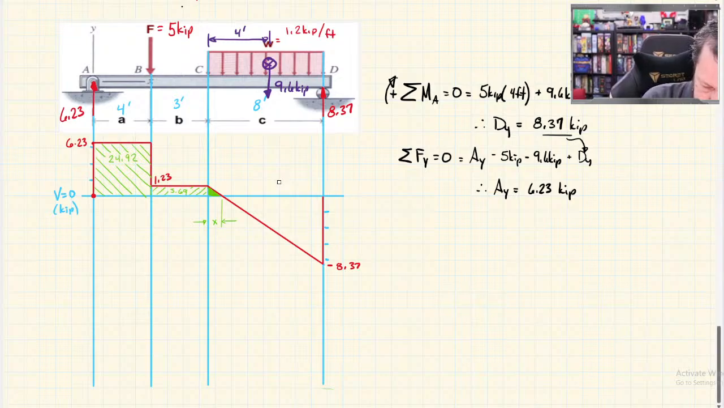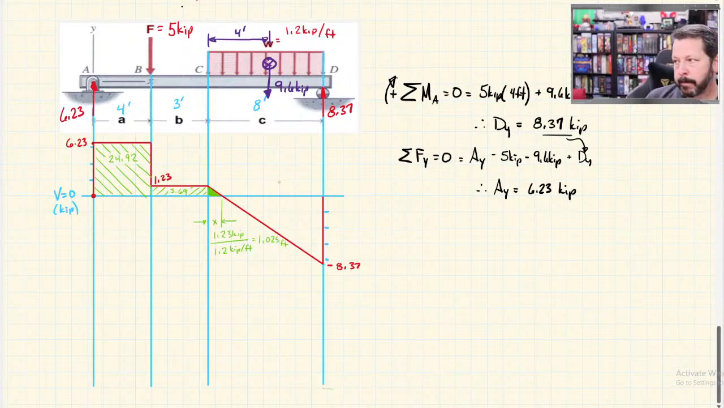So if I write the equation out, 1.23 kips divided by 1.2 kip per foot equals 1.025 feet. So x is 1.025 feet. So the area here is, I don't have room to write it in that little spot, the height, 1.23, times the base, 1.025. Don't forget to divide by 2 because it's a triangle. So it's not much, but it's 0.63. I'll leave it there.